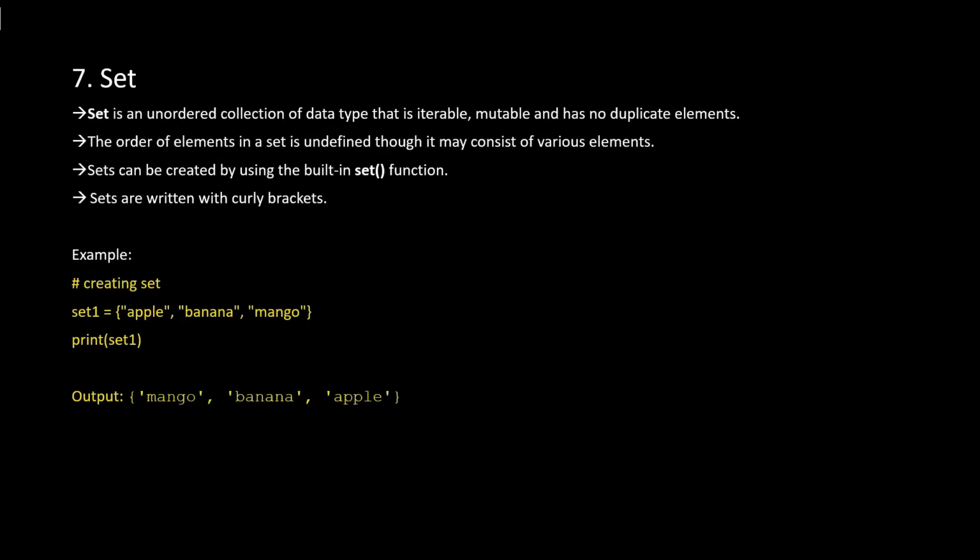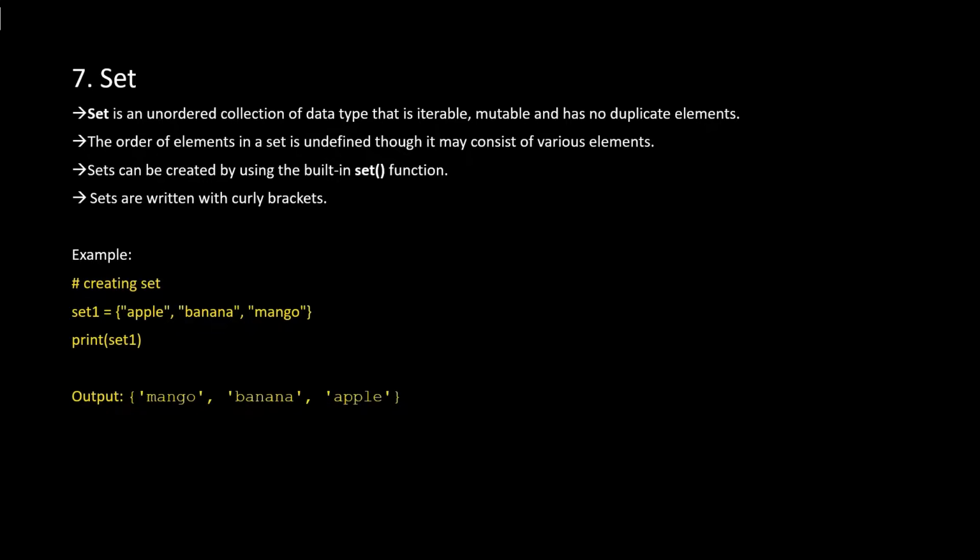And the next data type is the set. A set is an unordered collection of data that is iterable, mutable, and has no duplicate elements. Once we have created a set, we can change it, but we can't pass duplicate elements in it. The order of the elements in a set is undefined, so we can't define the order in the set. It is unordered. Sets are created using the set function, and they are written between curly brackets.